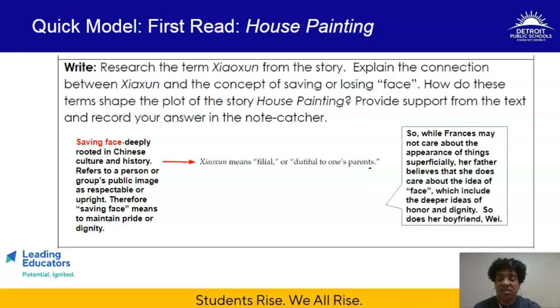And also know that we made note that while Frances may not care about the appearance of things, so the commentary over the thistles and the mailbox, her father believes that she does care about the idea of face, which includes this deeper idea of honor and dignity. And so does her boyfriend Wei. So now that we know what face and saving face mean and what Xiaoxun means, what are the connections between the two? Making those connections will help you answer the question in the right section. And you'll also see how the two are woven together to create the plot of this story. So make sure that you're making direct connections between the two terms and really thinking through how the two things and ideas are woven throughout the course of the story and really drive the plot.